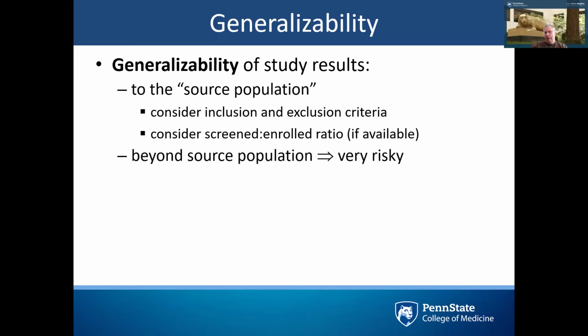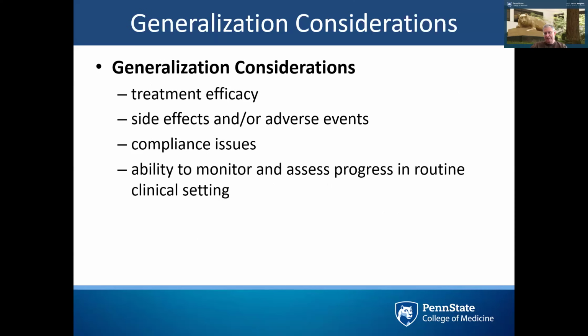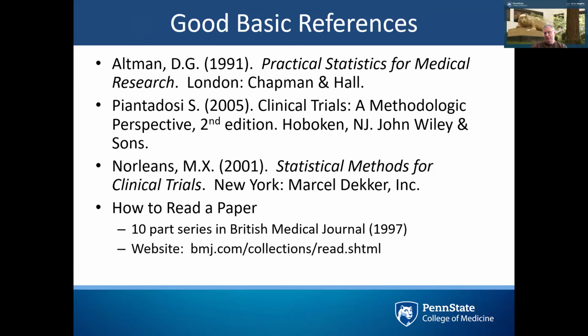So you want to generalize to the source population. Consider inclusion and exclusion criteria, and consider the screen to enrolled ratio if available. You don't want to extrapolate beyond your source population, because that's very risky. And then last, considerations for generalization are treatment efficacy, side effects and adverse events, compliance issues, and ability to monitor and assess progress in a routine clinical setting. And last, here are some good references on study design, if people want to look through these and see if that helps them get started on some basic study design.